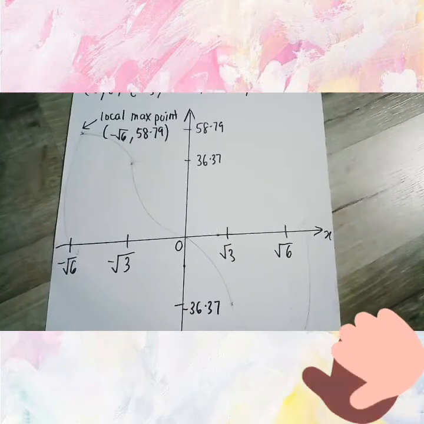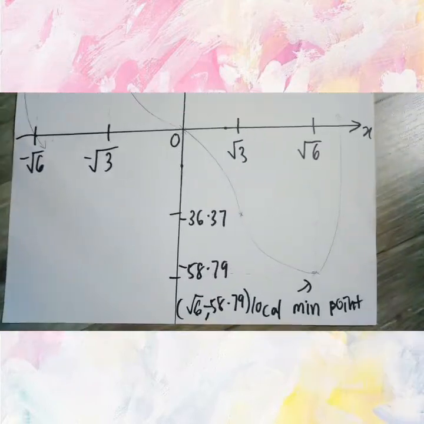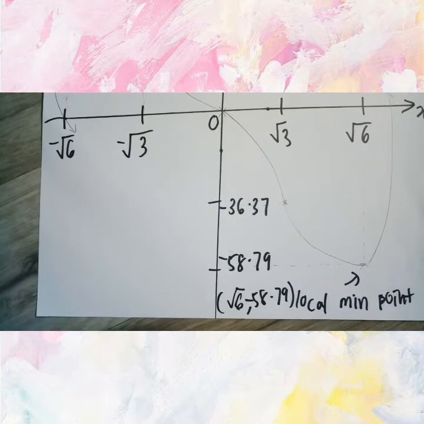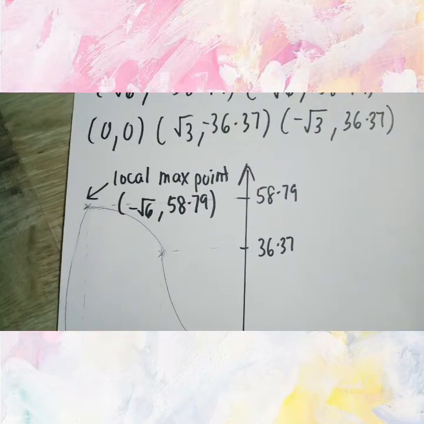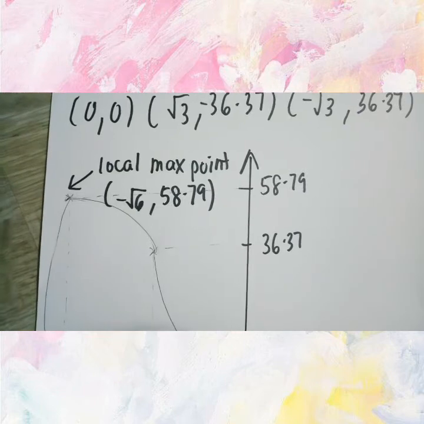And this will be the local minimum point, and negative 58.79 will be the local minimum value, and this will be the local maximum point. 58.79 will be the local maximum value.